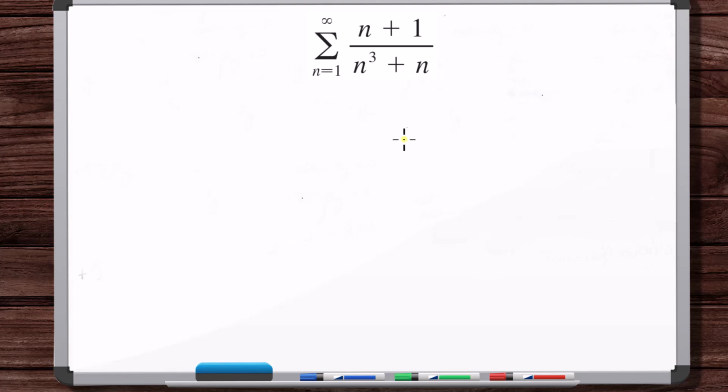Okay, now what if we removed both of these n's? We get 1 over n cubed, which we know is convergent. Now, how do these two compare? Well, if we have 50 over 100, how does that compare to 55 over 105? Right? We just added 5 to the numerator and denominator.